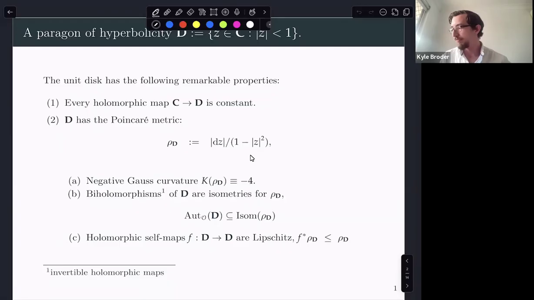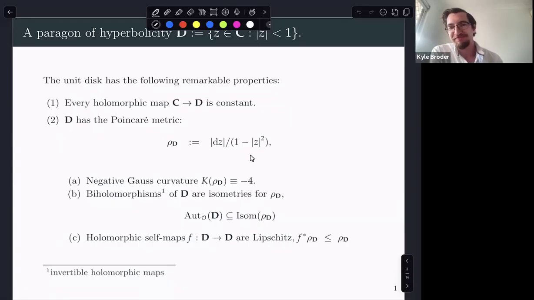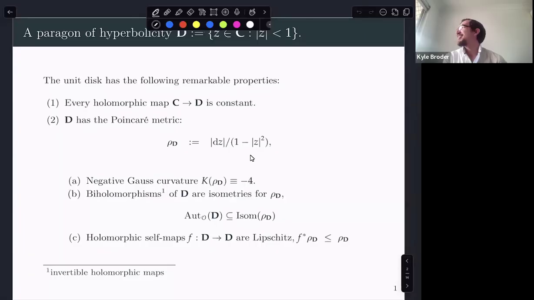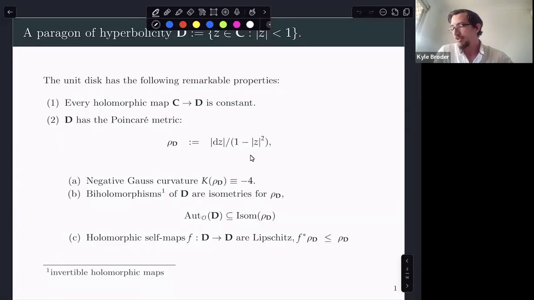of the Poincaré metric. As a consequence, what does that subscript O denote in the automorphism group? O stands for holomorphic. The correct reason why we say O is because of ochre, but if you see O, that means holomorphic. Great. And then we have this other property, which is that holomorphic self-mappings from the disk are Lipschitz. So they're decreasing with respect to this Poincaré metric.